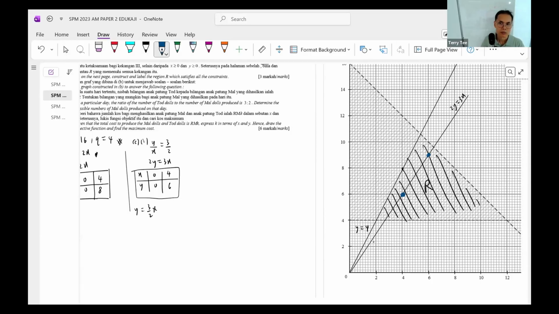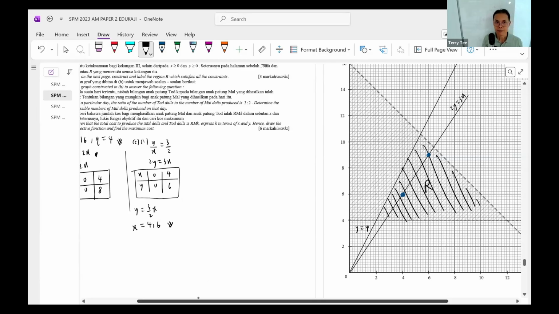2 can work or not? Cannot. 5 can work or not? Cannot. Isn't it? Your x cannot be 5, because if x is 5, your y is a decimal. You need integer values. So the question asks for the possible number of mole doll. Mole doll is x. So your x is either 4 or 6. You cannot have 5. You cannot have 3 because for 3 you have a decimal for your y.